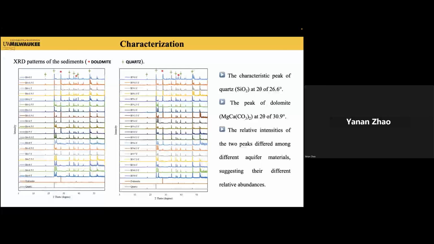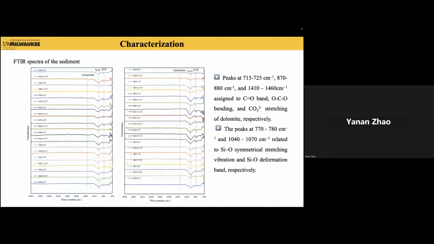From the result, we can see the sediment is heterogeneous. The dolomite content of the sediment from the surface layer is higher than that from the deep layer. From the FTIR result, we can see the peaks belonging to carbonate and the silicon-oxygen bond. The XRD and FTIR results proved that quartz and dolomite are the major minerals in the sediments.